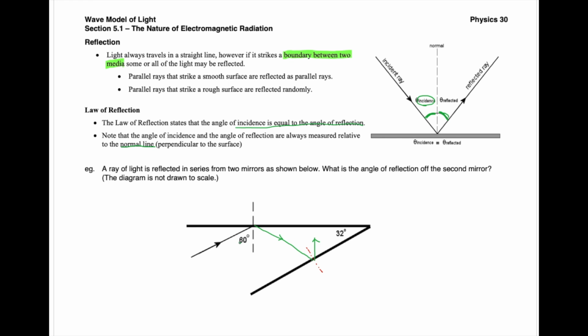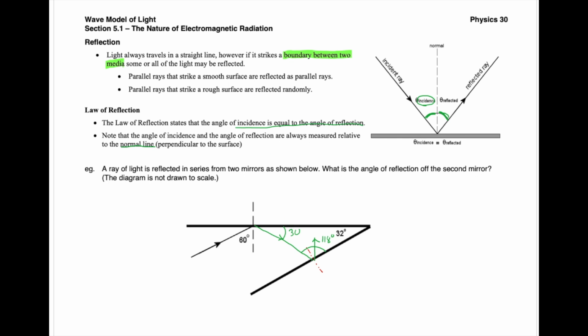So this one here is coming in at an angle of 60 degrees, so the reflected angle is 60 degrees. That means the angle from the surface here is going to be 30 degrees. Now the angles in this triangle must add up to 180. So 30 plus 32 gives me 62. That means this bottom angle here, which is this whole angle from the mirror surface to this incident angle, is going to be 118 degrees.